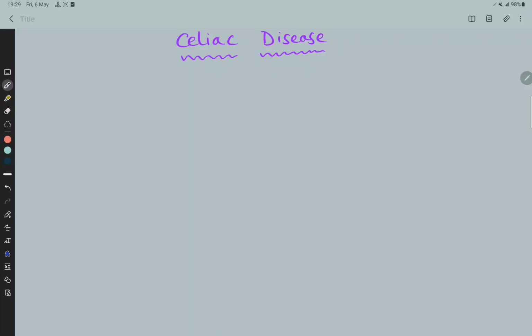Our discussion topic is celiac disease. Celiac disease is an autoimmune disease. Which part of the intestinal mucosa is involved? The proximal small intestine is involved.